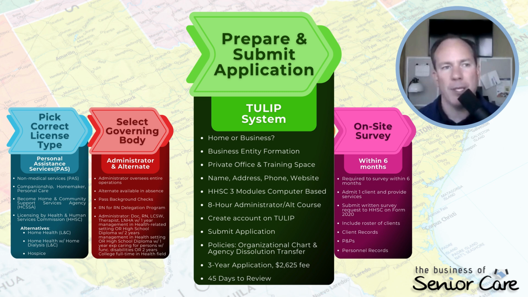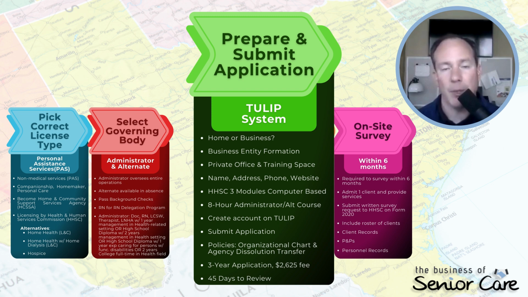And then you need a policy that describes if you have agency dissolution. So if you go out of business and you need to do something with your clients, you need to make sure that they're cared for. This transfer process just needs to be spelled out in a policy and what you would do in the event that your business closed, who you would contact, and how that process would work for transferring clients.